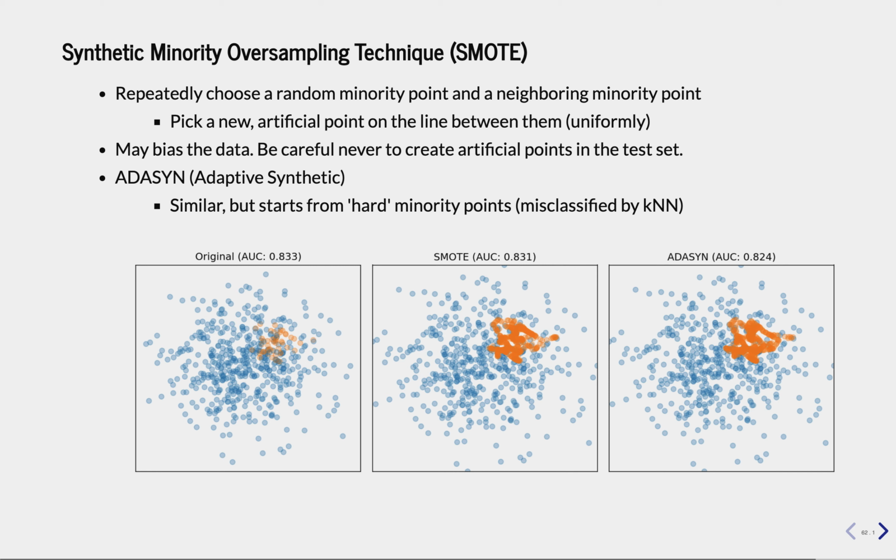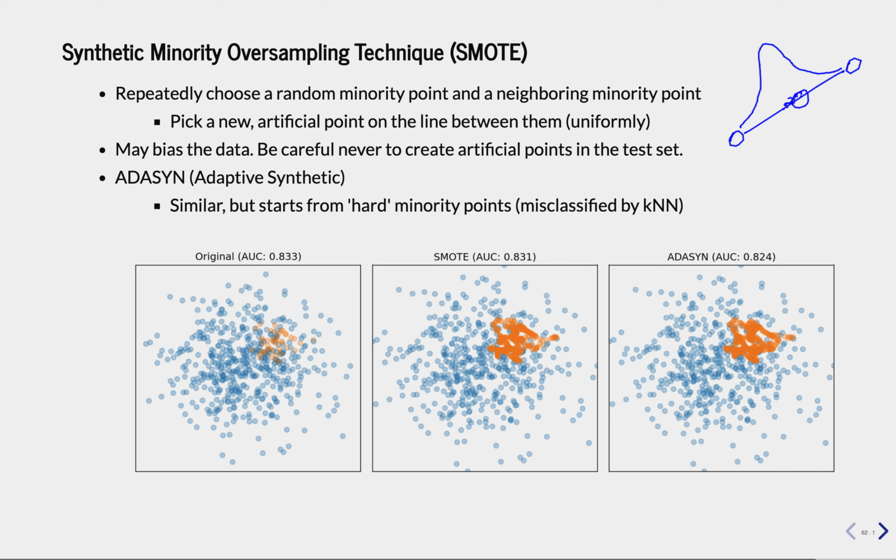Another technique that's very popular is called SMOTE, which stands for Synthetic Minority Oversampling Technique. So what you do is you pick a minority point. So I pick an orange point here, and then I pick a neighboring minority point, which is here. And then I create a new point, which is somewhere in the middle between them. It doesn't have to be exactly in the middle. We typically look at a normal distribution in the space, and we choose a point somewhere in the middle nearby.